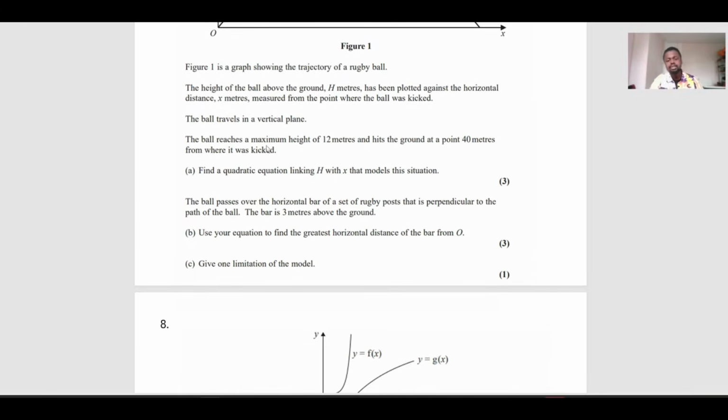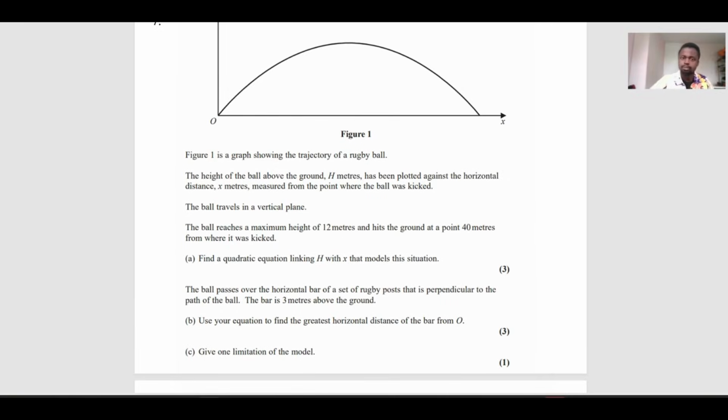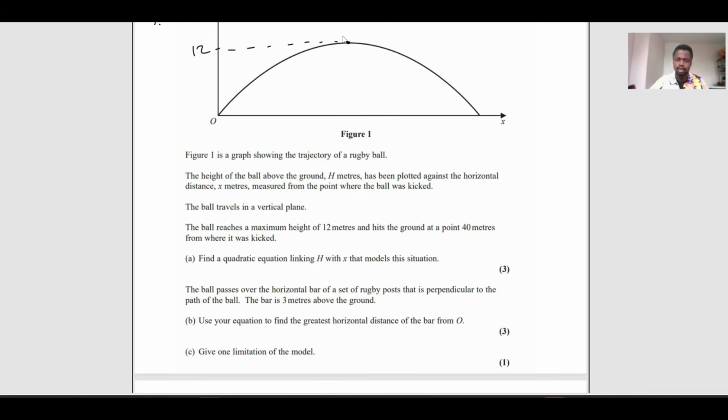It says the ball reaches a maximum height of 12. So that means the maximum height here at this point is 12. And then it hits the ground 40 meters away. So that means this point is 40 because the distance from here to here is 40. Looking at the way the curve is, it's a quadratic graph, first things first. And second, the roots of the equation would be 0 and 40.